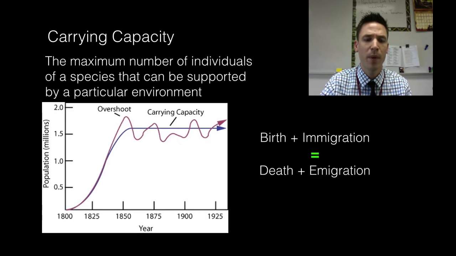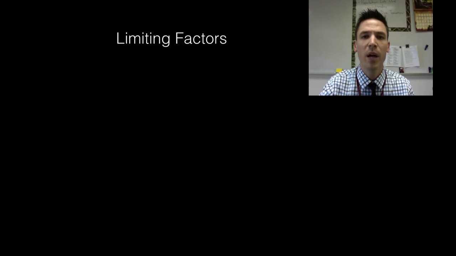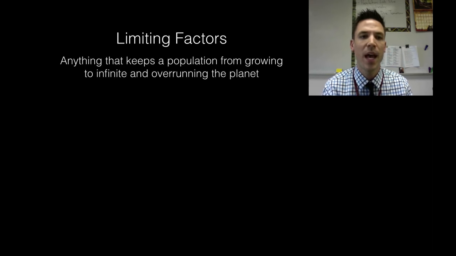So what sort of things set the carrying capacity? What is going to make my carrying capacity exist? Well, we get a bunch of factors and we call these things limiting factors. A limiting factor is anything that keeps a population from growing to infinity and overrunning the planet. So in your mind, think about what sorts of things stop a population from growing exponentially faster and faster to infinity. Well, we'll break these things into 2 categories.